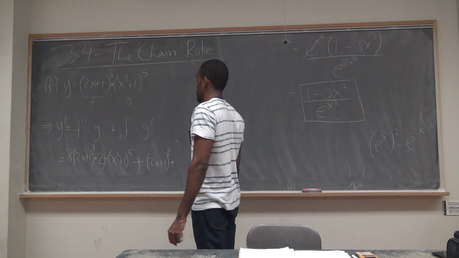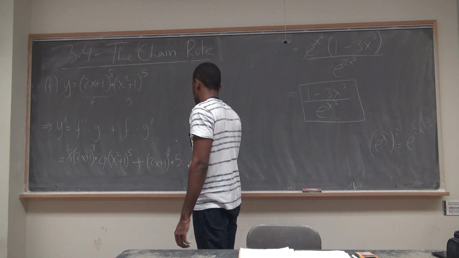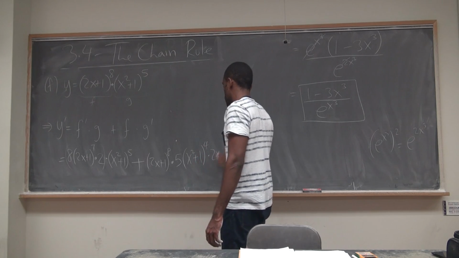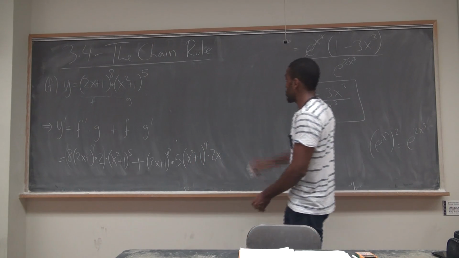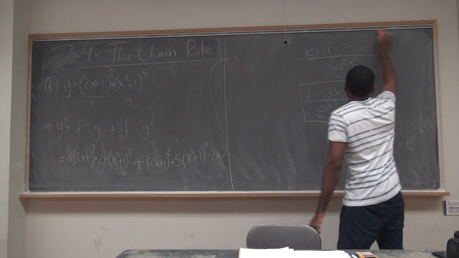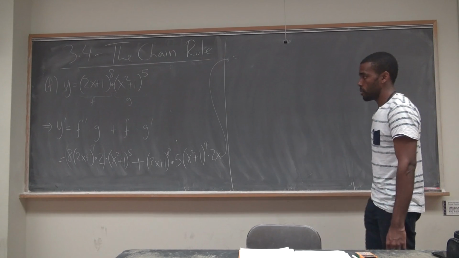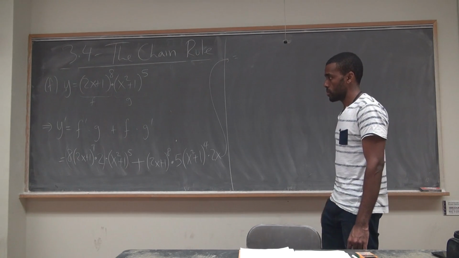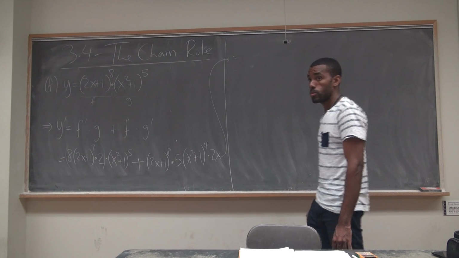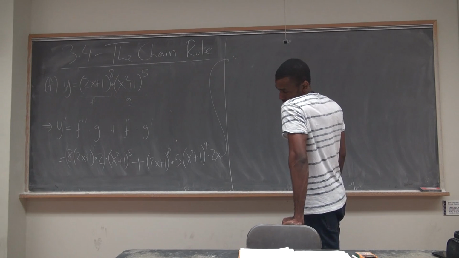And what would g prime look like? 5 in parentheses x squared plus 1 to the 4th times 2x. Okay. Now simplify. How would you simplify that? Just leave it like that. What if you had to simplify? What if I actually did simplify?